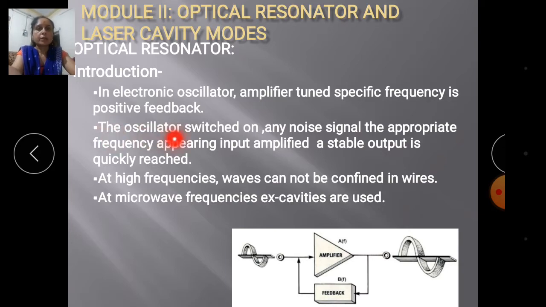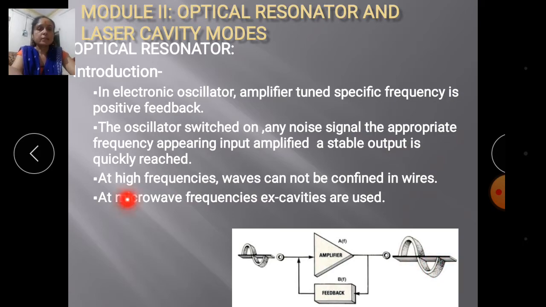When the oscillator is switched on, any noise signal at the appropriate frequency appearing in the input is amplified, and a stable output is quickly reached. Any oscillator switched on, the signal at the appropriate frequency appearing in the amplifier circuit gives a stable output. The input is amplified by the amplifier due to feedback, in the form of output waves.